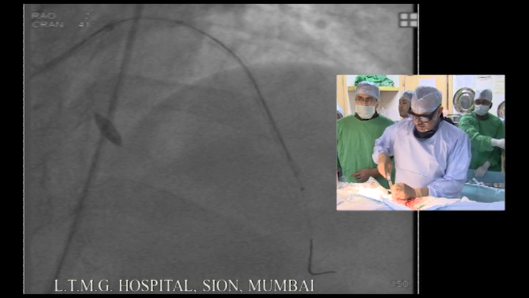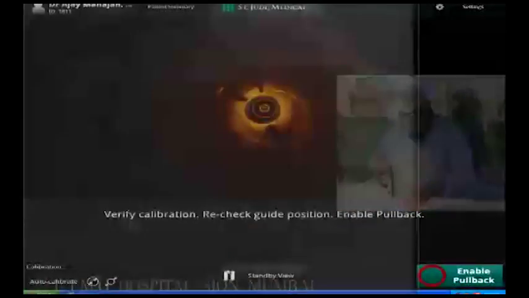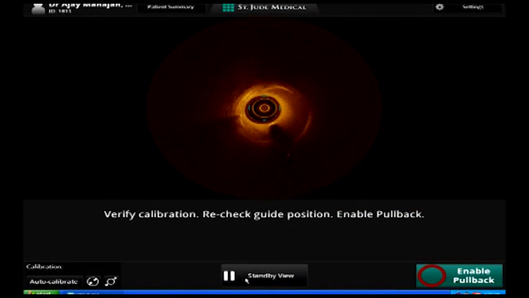So we are ready with the OCT. Twenty cc.